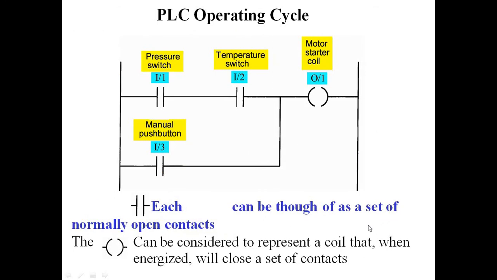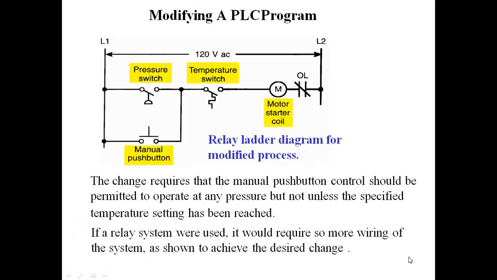Then the PLC operating cycle. Here pressure switch 1 by 1, then temperature switch 1 by 2 and motor starter coil, then 0 and 1. Then the manual push button is 1, 3. Here each can be treated as a set of normally open contacts. The contacts can be considered to represent the coil that, when energized, will close the set of contacts.